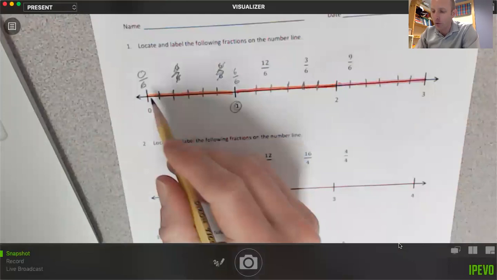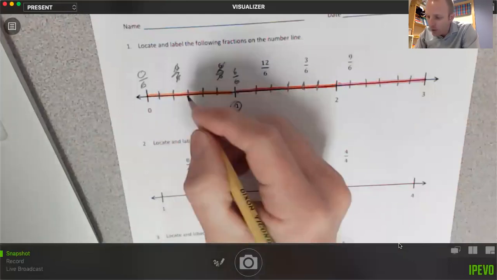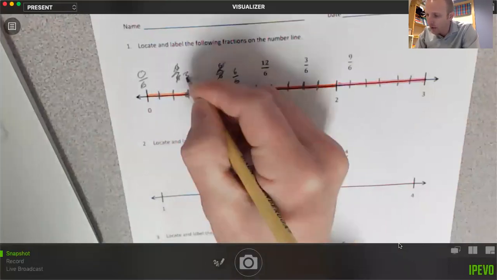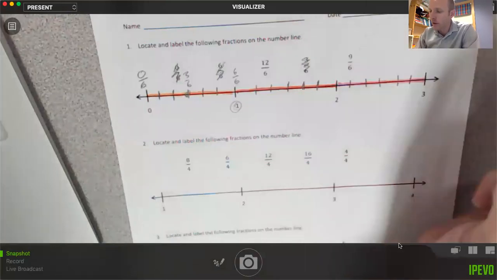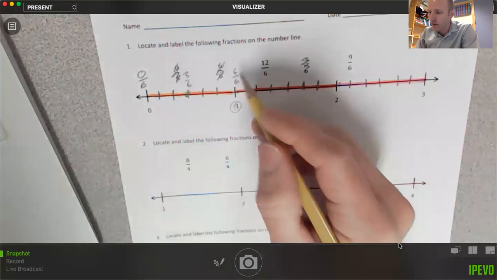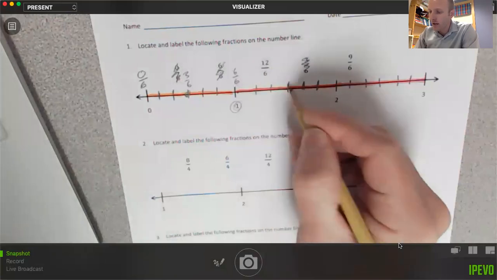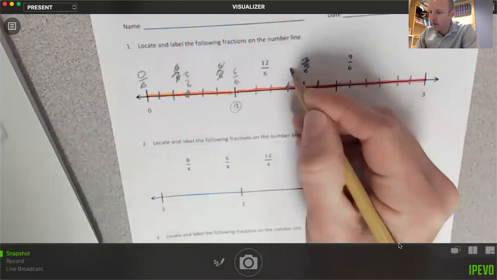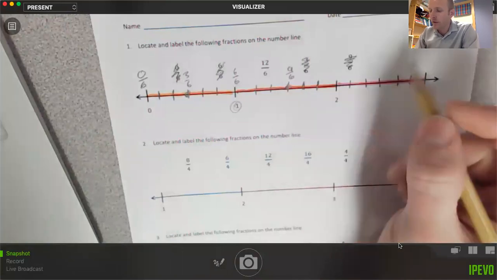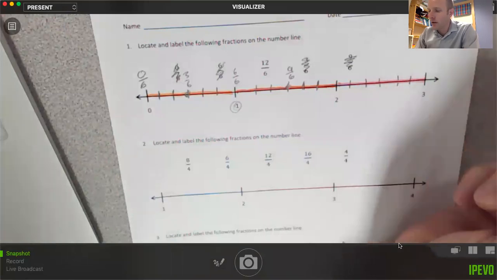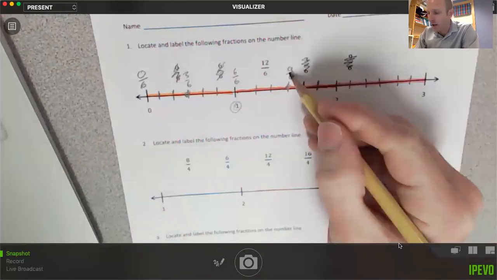3/6, I noticed that the numerator is smaller than the denominator, so that fraction is less than 1. So 0/6, 1/6, 2/6, that goes right here. 3/6. 9/6, okay, well that's 6/6, 7, 8, 9, that goes right there. 9/6. And then my last one is 12/6, okay. Where could that go? Well, I guess I could count on from here: 9, 10, 11, 12.